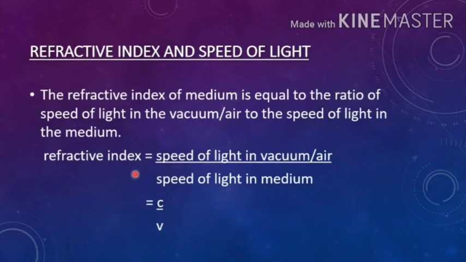So let's move ahead. Refractive index and speed of light. We have studied what refractive index is. The refractive index of a medium is equal to the ratio of the speed of light in vacuum or air to the speed of light in the medium. The symbol of speed of light in vacuum or air is C, and the speed of light in any medium is V. So refractive index is equal to C by V.